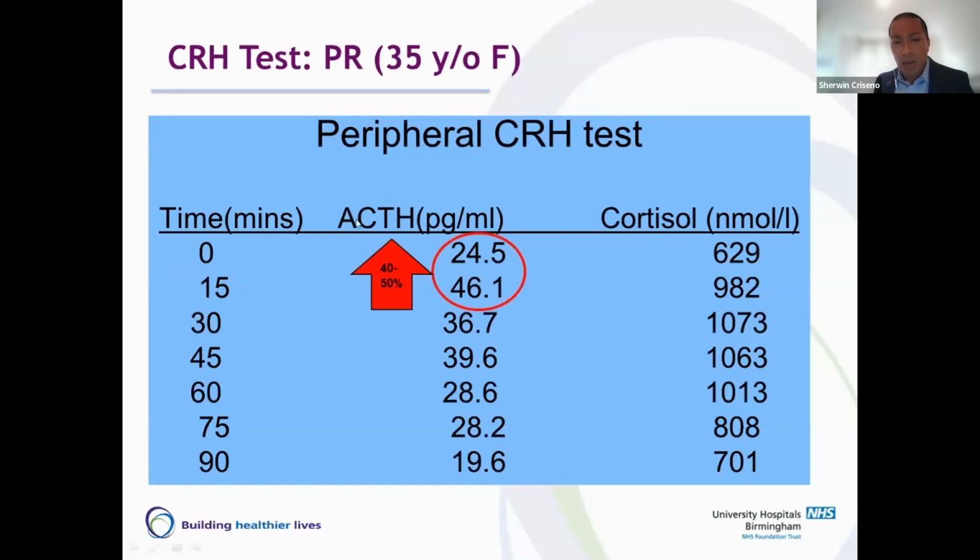Meaning, did the ACTH increase by at least 40 to 50% following CRH at any time points? And we can see it almost doubled from 24 to 46. And was there a corresponding increase in the cortisol level of around 20%? Yes, the cortisol level also increased significantly from 629 to 928.